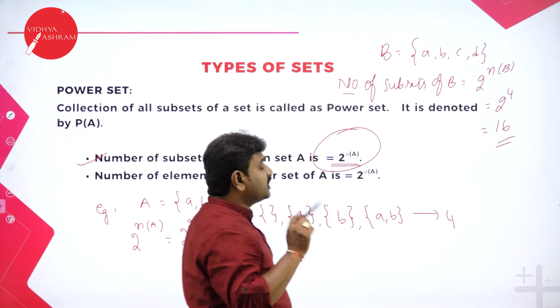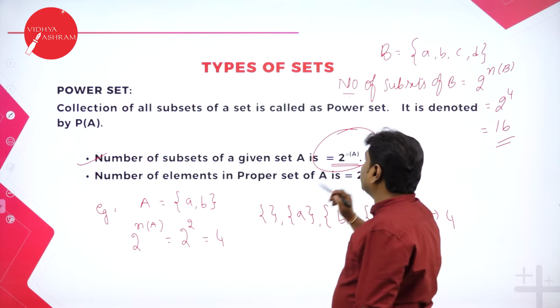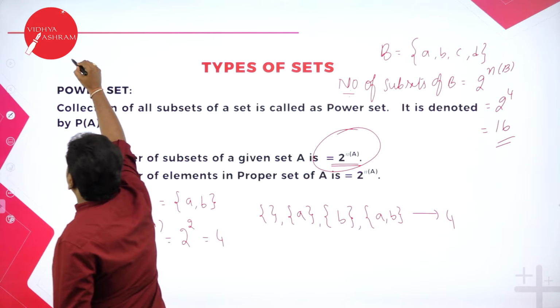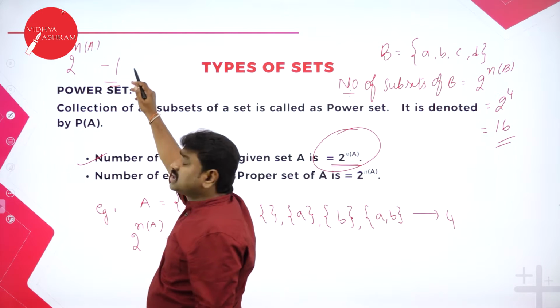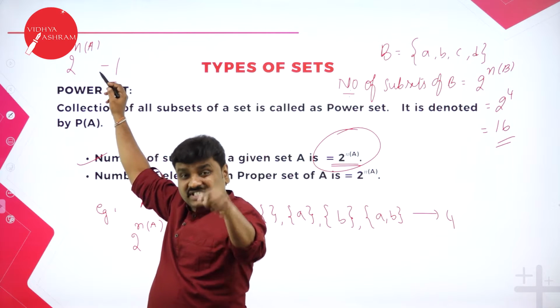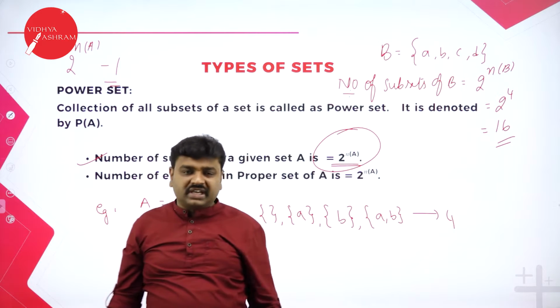Now, how many proper subsets are there? If they ask the number of subsets, it is 2 power n of A. If they ask the number of proper subsets, then it is 2 power n of A minus 1. All of you know the 1 means the set itself. Itself acts as a subset. Remove that, you will get proper subsets. That we will see later again.